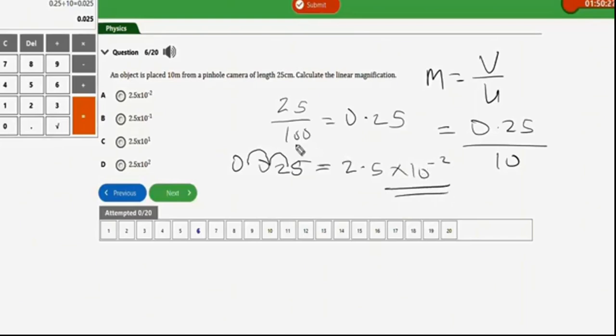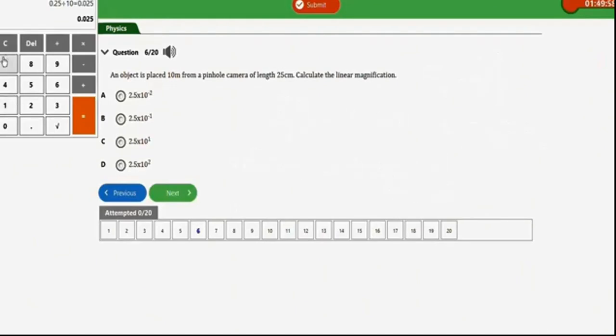The correct option is what? Option A, which is 2.5 times 10 to the power negative 2. Okay, so that's it for this question. Let's wipe this now and solve the next repeated question. The next repeated question will be this question.